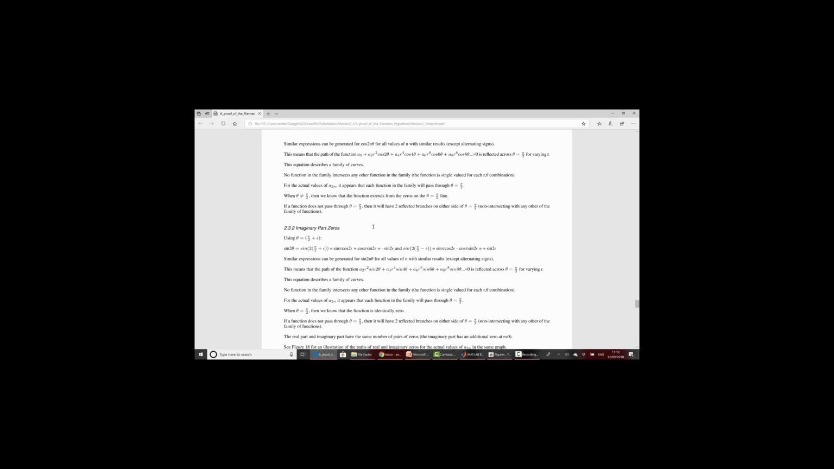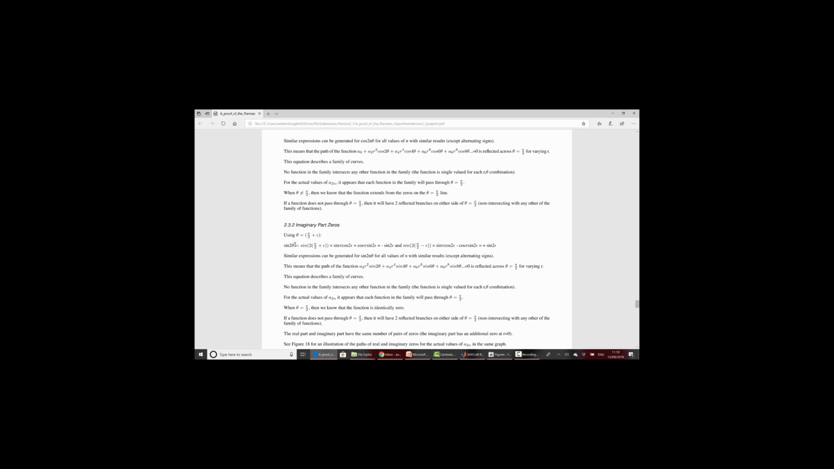You can go through the same arguments with sine 2θ or sine 2nθ to give the same results: a family of curves, non-intersecting, whether it passes through θ equals π/2 or not. So what we see here is a graph of both the real and imaginary zeros of the functions. You can see here the real and imaginary do alternate. These are for the actual values of a2n, and you can see non-intersection.